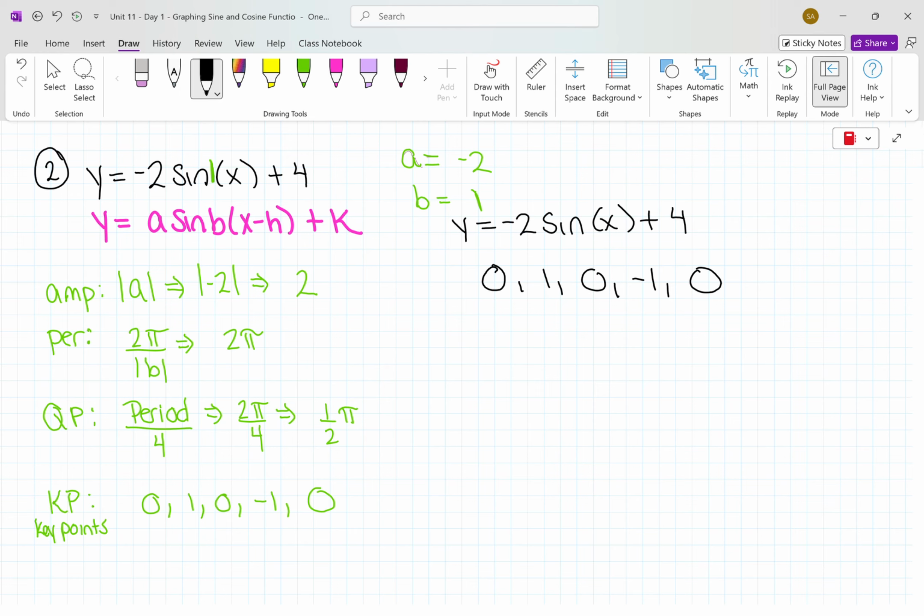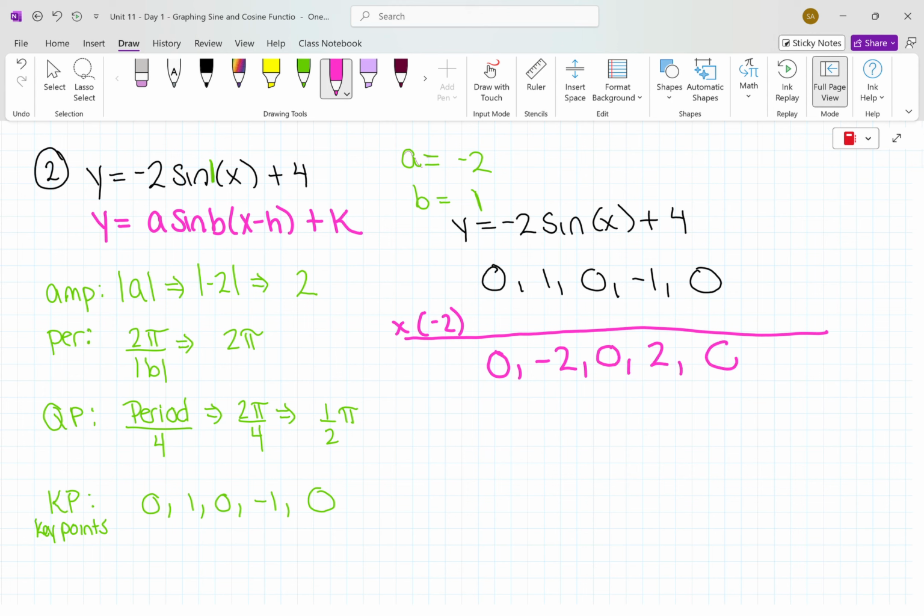Okay, but now we're doing a whole bunch of things to our parent graph curve. What we're doing is we're taking all these key points and multiplying them by -2. But then what am I doing? Adding 4. So we have to do both of those to the key points. So we're going to start with the multiplication. So I'm going to multiply by -2. And when I multiply by -2, I get 0, -2, 0, +2, 0.